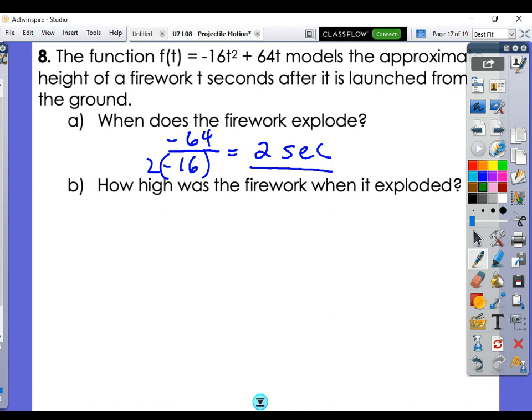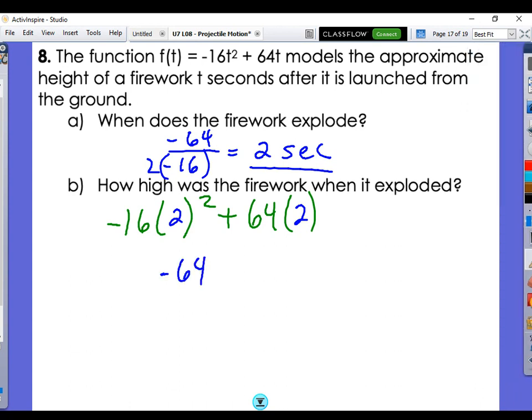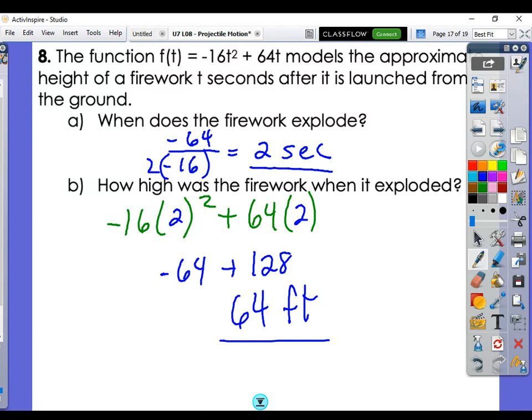And then to figure out how high it was, we plug it in. So negative 16 plugs into the original equation, and the 2 is what I'm plugging into those parentheses. And when I do that, I end up with negative 64 here, negative 64 plus 128. So that adds up to 64 feet. So that's our maximum height of the firework. So fireworks, you definitely want to make sure they explode at their maximum height. If they explode too early or too late, you're risking hurting somebody for sure.